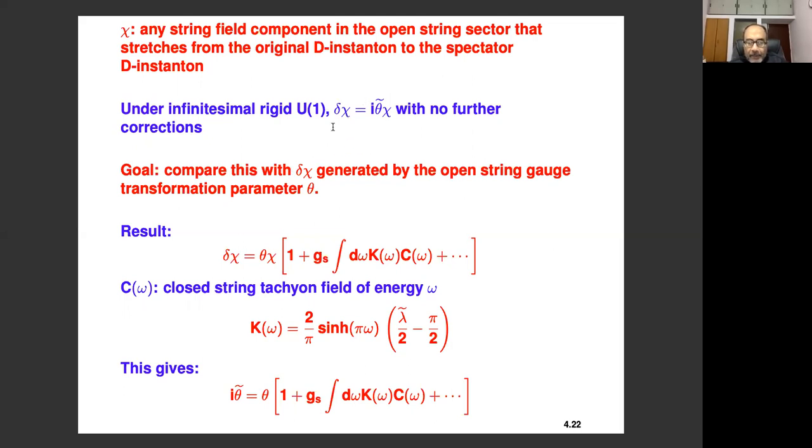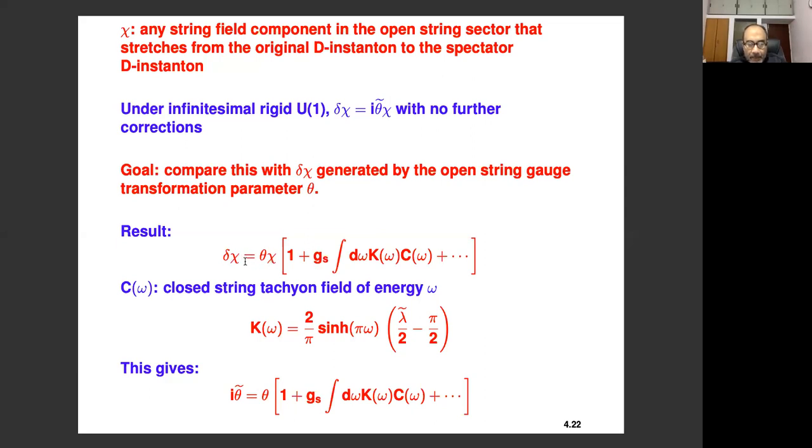So the goal will be to compare this transformation law to the actual open string gauge transformation, the one generated by the open string gauge transformation parameter. Of course, the open string field gauge transformation laws are known. They are in fact given by appropriate derivatives of the master action itself. So you can calculate what delta chi is generated by the parameter theta, which multiplies the vacuum state. Here I have given the result. But the result is given in terms of the master action, so it again requires calculating some Feynman diagrams, and doing that, you can calculate what the transformation is.